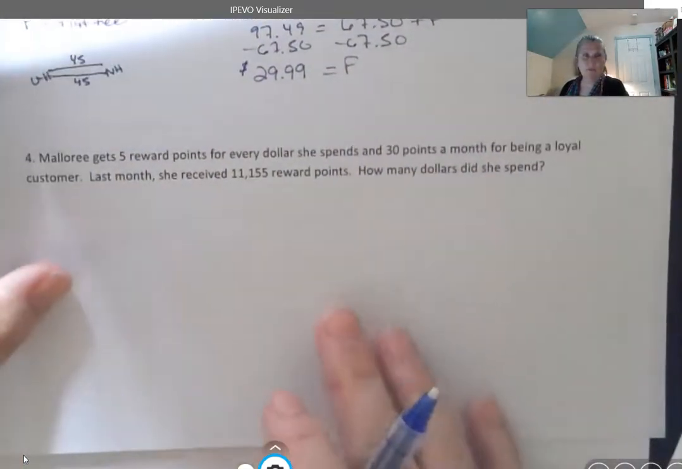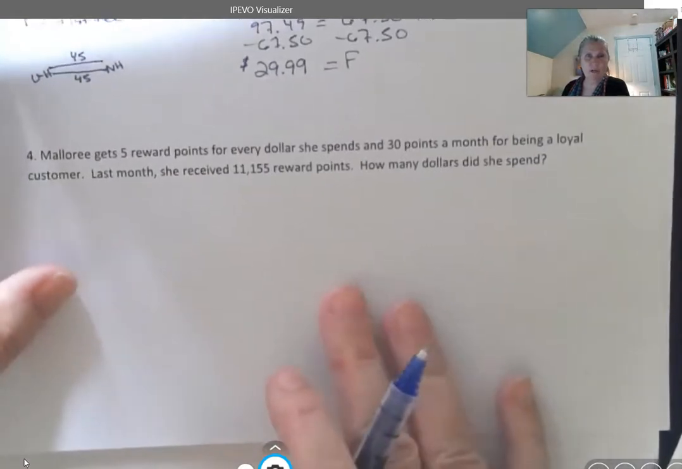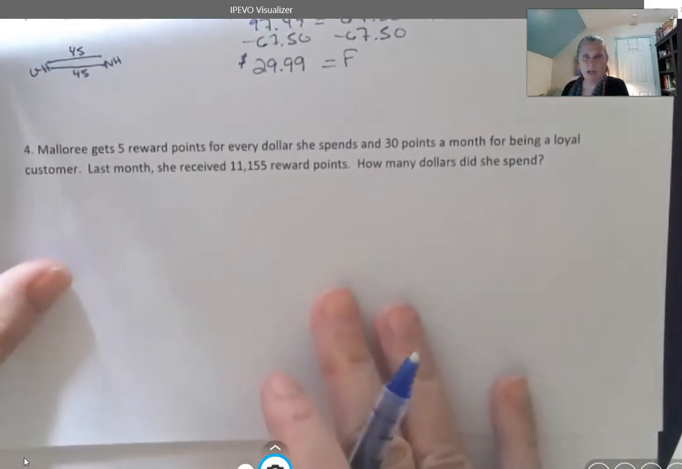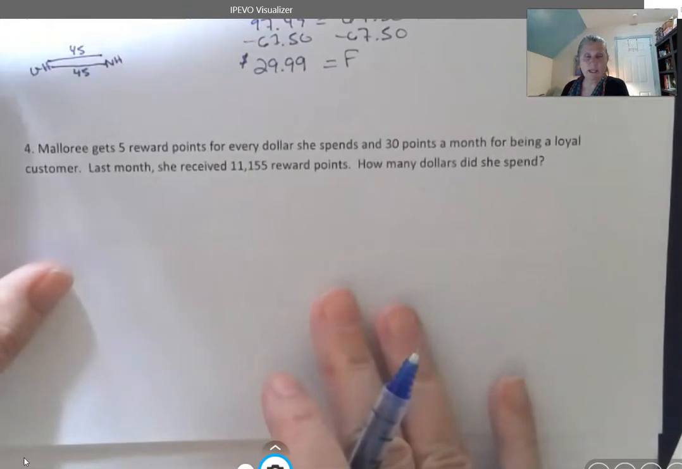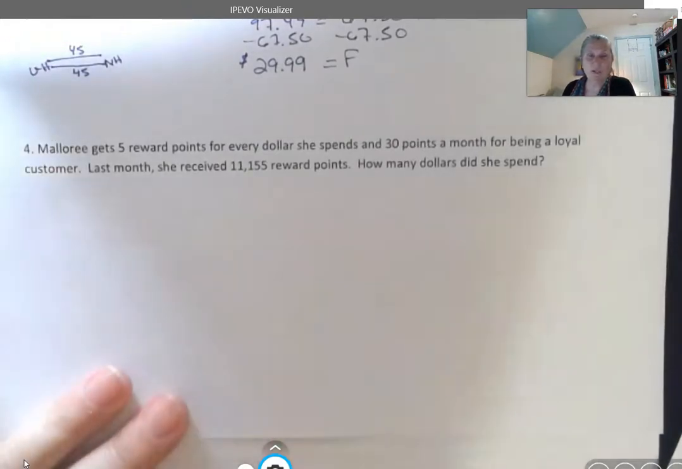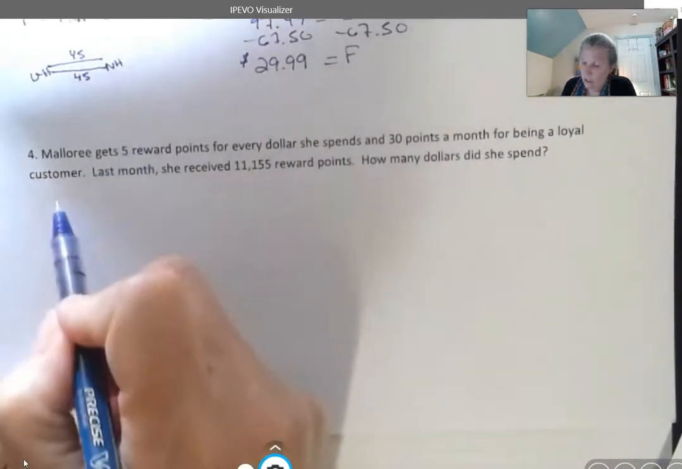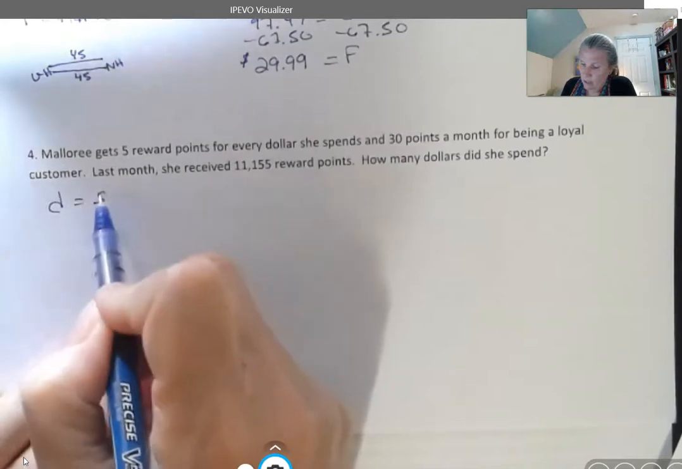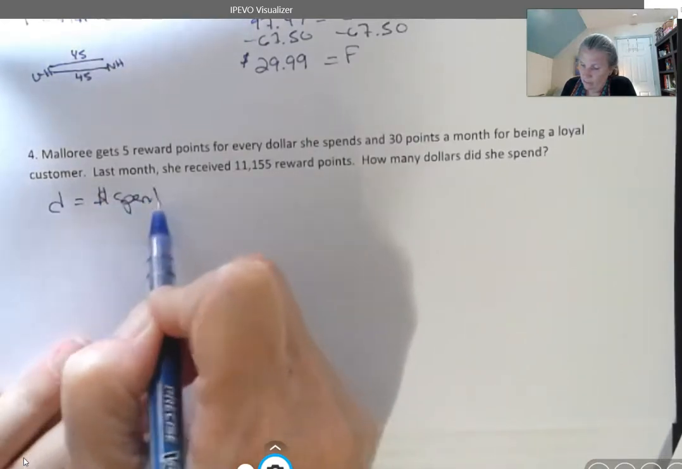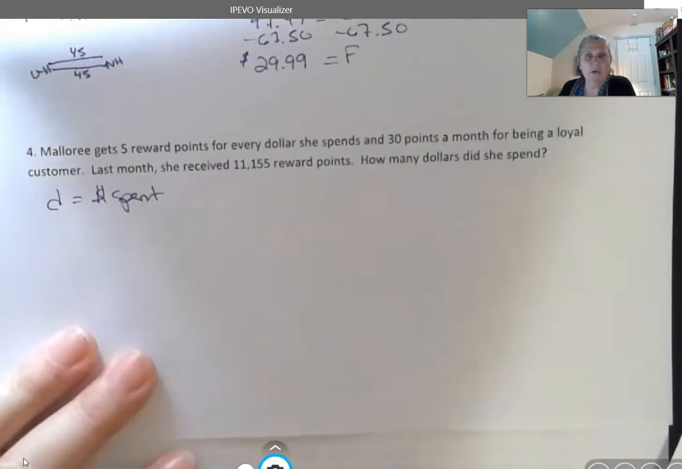Mallory gets 5 reward points for every dollar she spends and 30 points a month for being a loyal customer. Last month she received 11,155 reward points. How many dollars did she spend? Well, what are we looking for here? We want to know D, number of dollars spent. Okay? And how are we going to set that up?